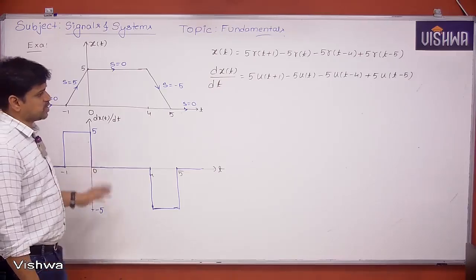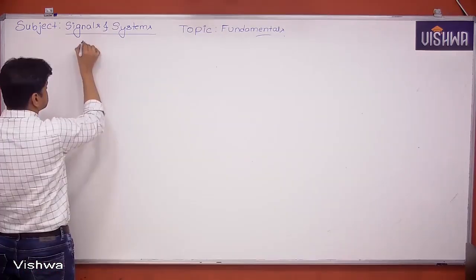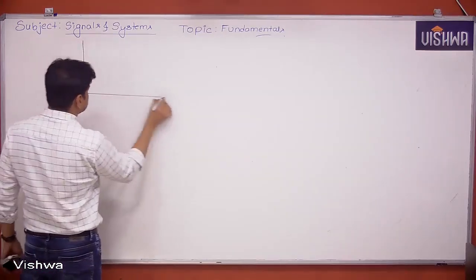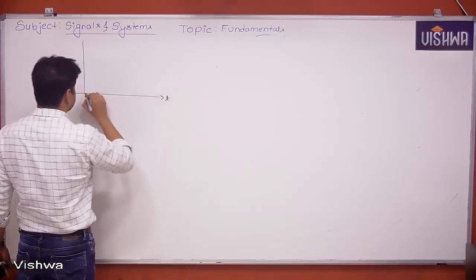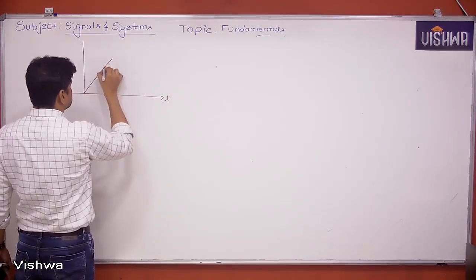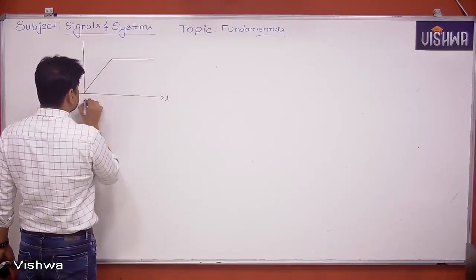Okay, take it. Again the same question. Find x of t expression and draw dx of t by dt.